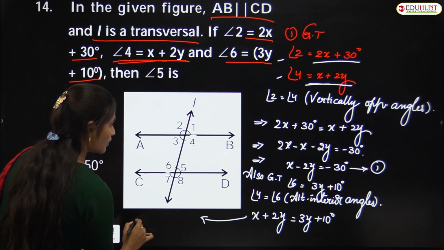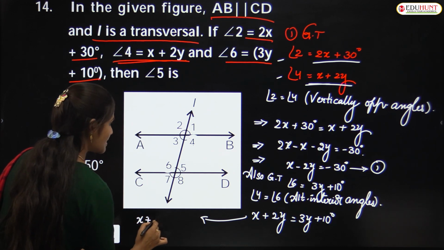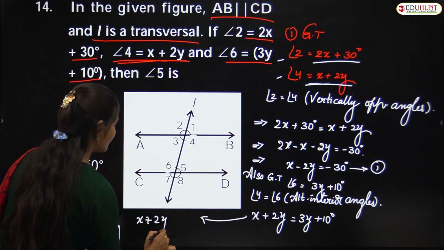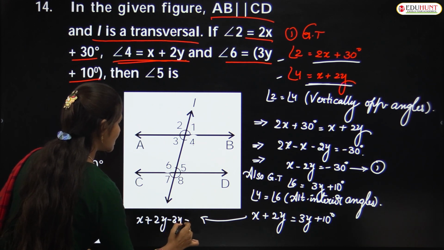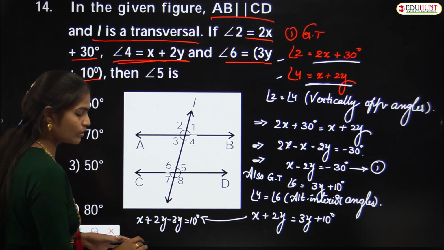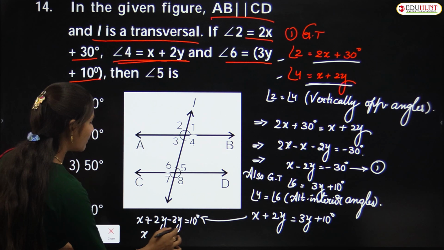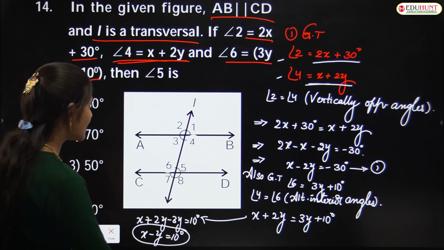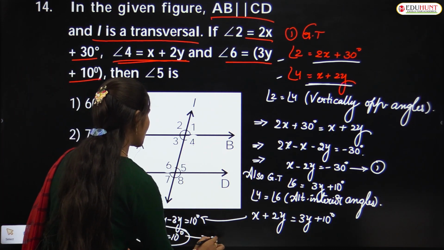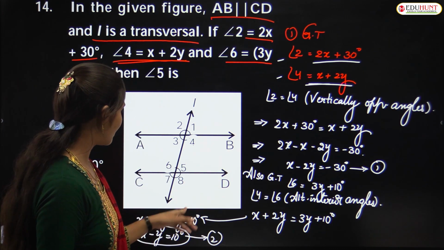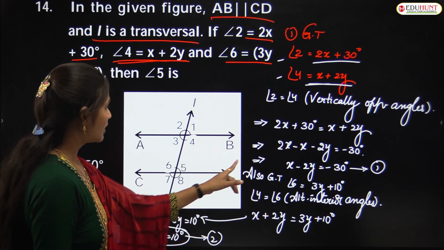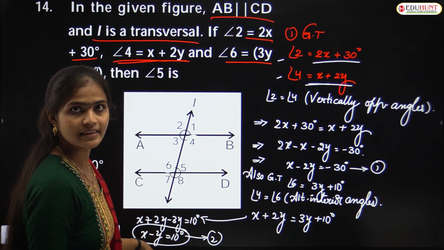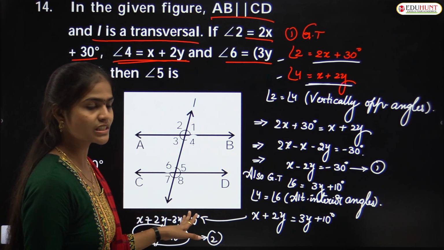So x plus 2y minus 3y is equal to 10 degrees. Here 2y minus 3y gives minus y, so x minus y is equal to 10 degrees. So I got x minus y is equal to 10. This is equation number 2. Now we have two equations.